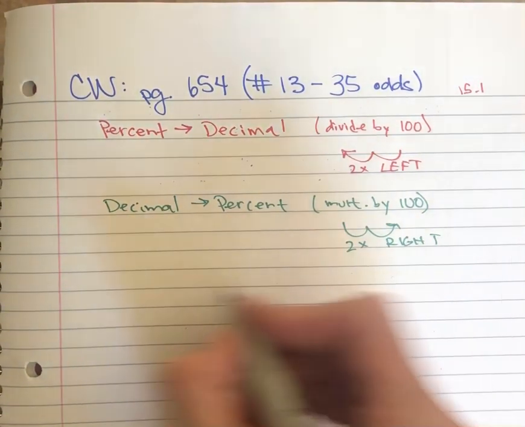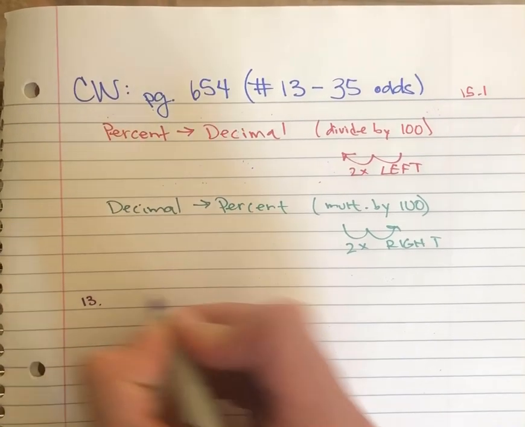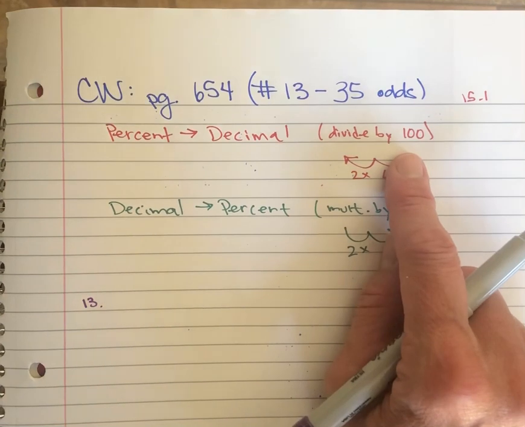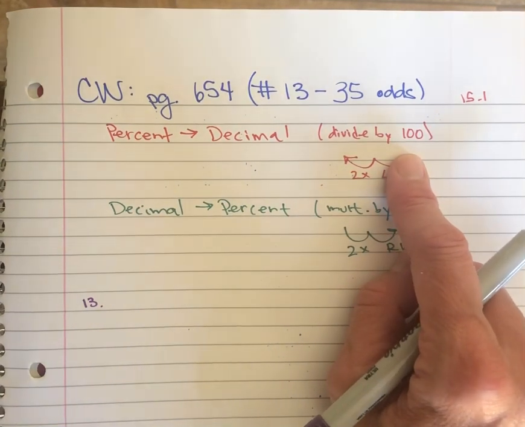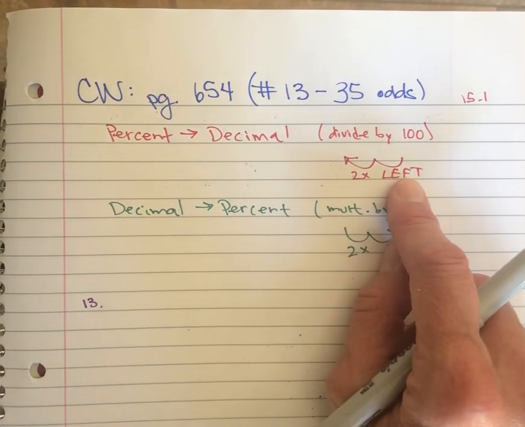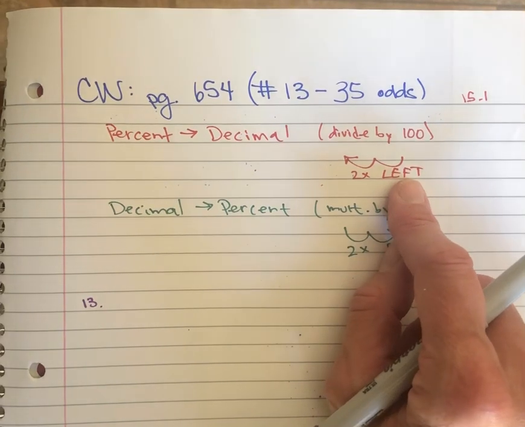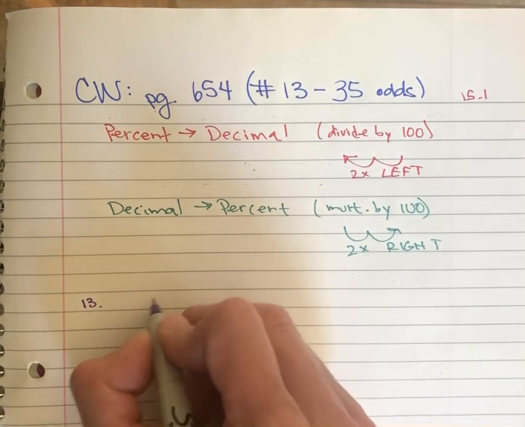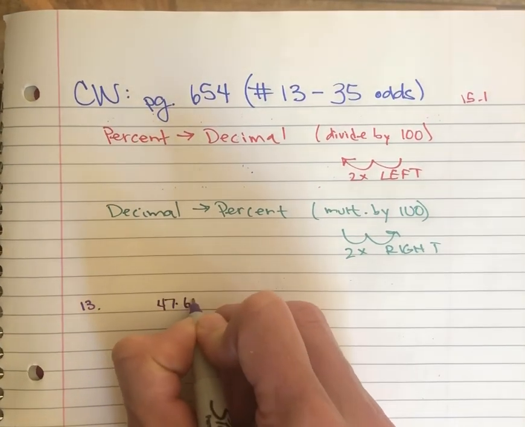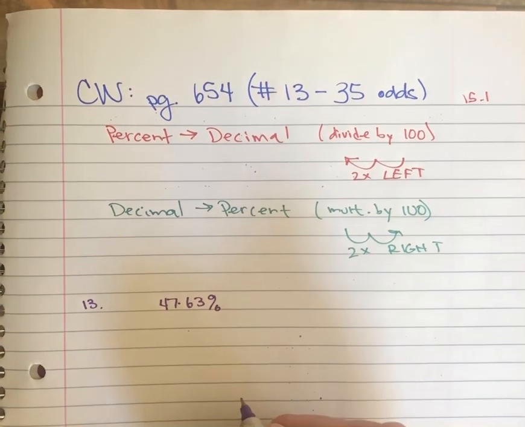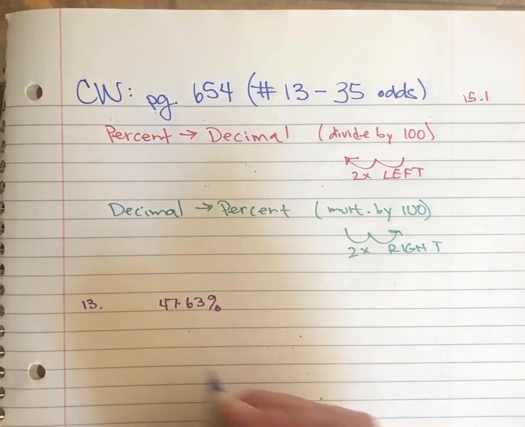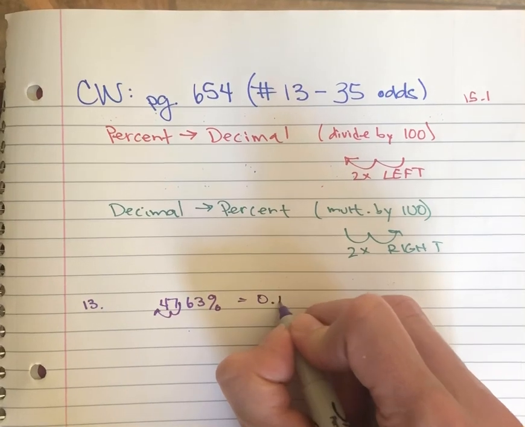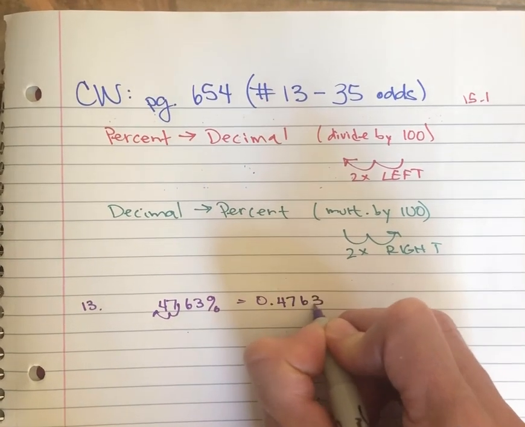13 to 17 odd. We're gonna be changing percents to decimals. So we're gonna divide by 100. But we're not really gonna divide by 100. We're gonna take our shortcut strategy and move that decimal point twice to the left, okay? So 13, we're given the percent, 47.63%. We move our decimal point twice to the left, and we get 0.4763.